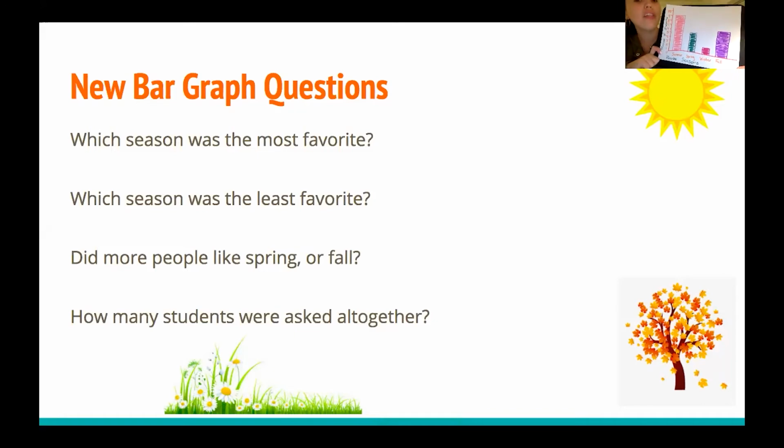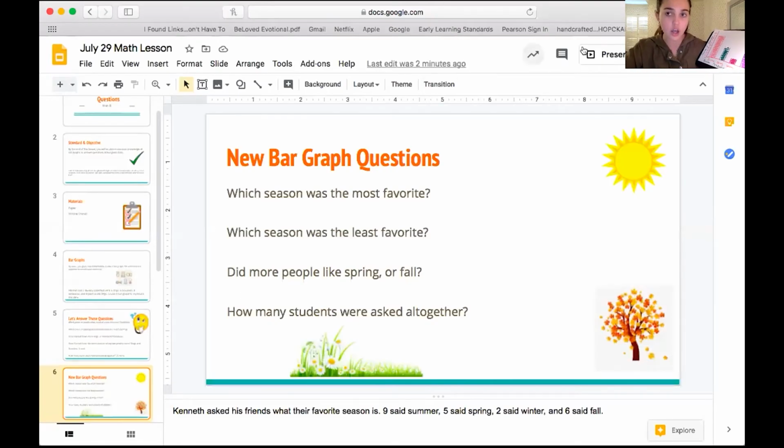Did more people like spring or fall? So, look at spring and fall. Do you think more people liked spring or more people liked fall? I think more people liked fall. Not only can we just see that this bar is higher, but if we actually look at the numbers, 6 people liked fall and only 5 people liked spring. Let me see. Yes. All right.